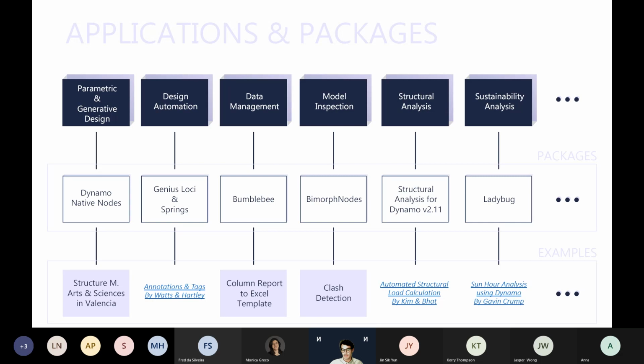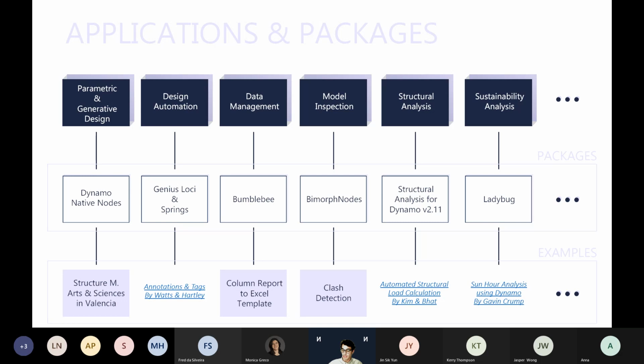Then further on, we have structural analysis. We have structural analysis for Dynamo, which is really nice for working with Autodesk Robot to bring your model from and into Autodesk Robot. But I think there is another one for SAP, called Dynamo SAP, that is also quite nice for that purpose. And then we bring one of the Autodesk University classes by Kim and Bad.